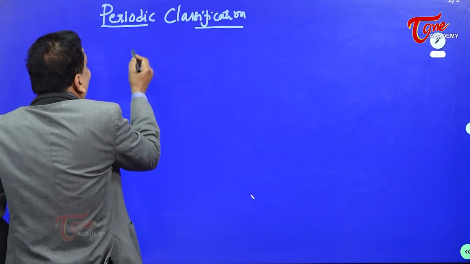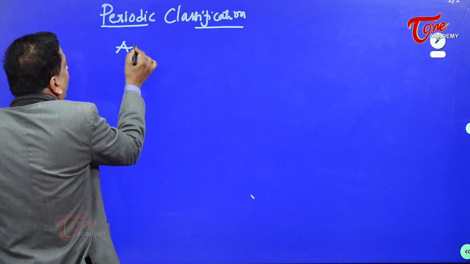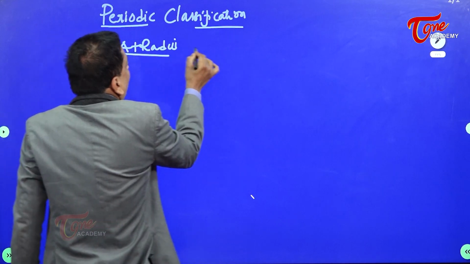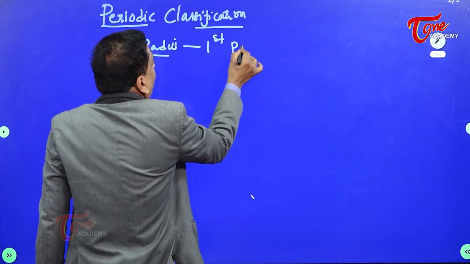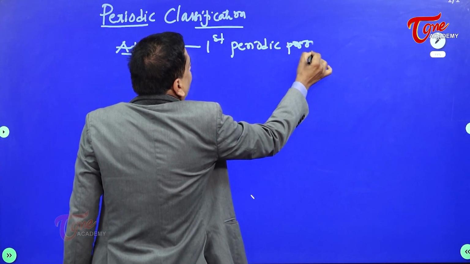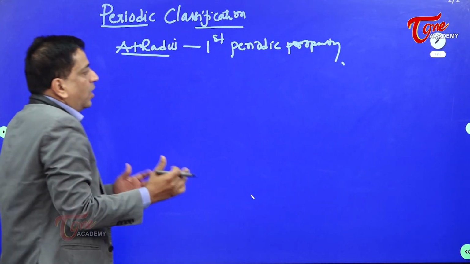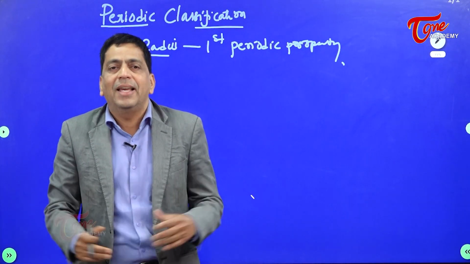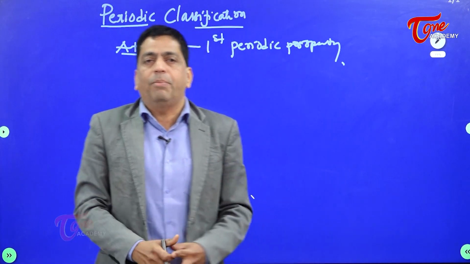Right? If this is the case, look into this atomic radii. I call this the first periodic property. This is the first periodic property which I'm discussing. A periodic property is that which repeats itself at regular intervals in the periodic table. That's what is called a periodic property.